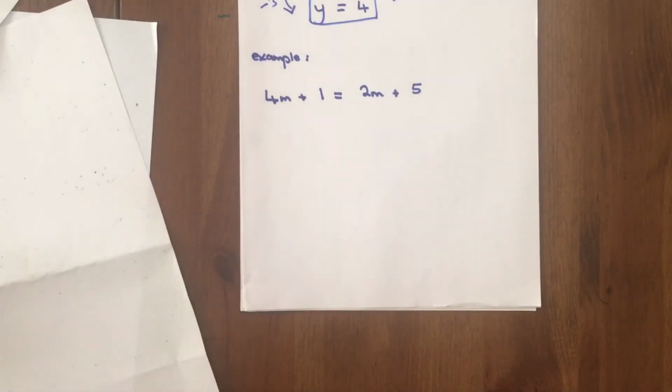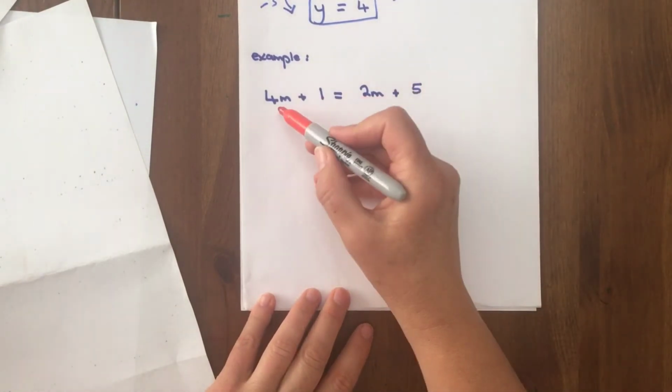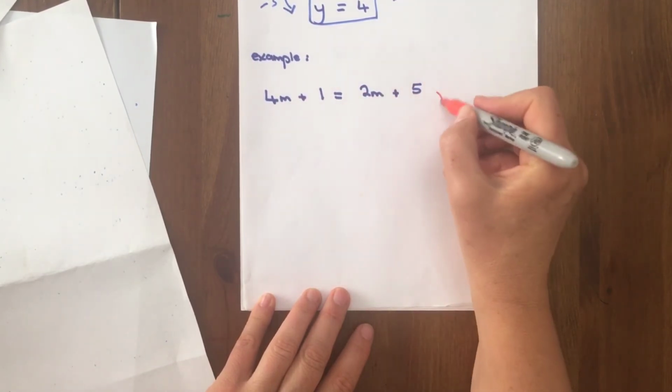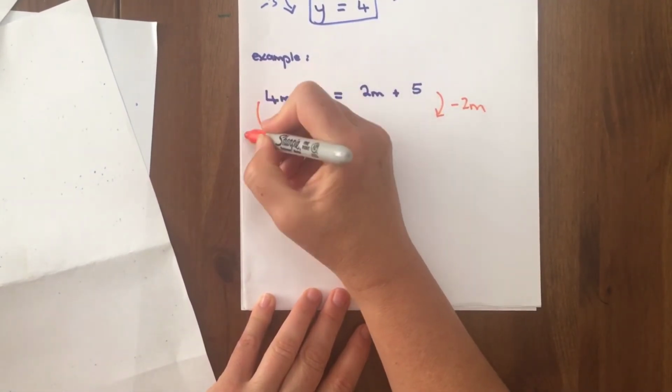See, depending on how confident you are. Okay, so let's look at how you did with this one. So I've got 4m and 2m on both sides. So I can take away 2m from both sides of the equation.